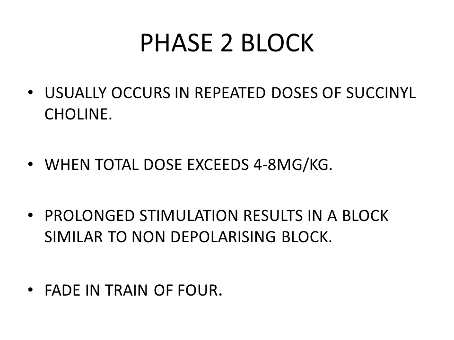So the usual dose of succinylcholine is 1 to 1.5 mg per kg. But when the dose exceeds 4 to 8 mg per kg, there will be prolonged stimulation which results in the non-depolarizing block, and there will be fade in train of 4. So when we are giving more doses more frequently or while using continuous infusion, the patient may go for a prolonged blockade which mimics that of a non-depolarizing block.